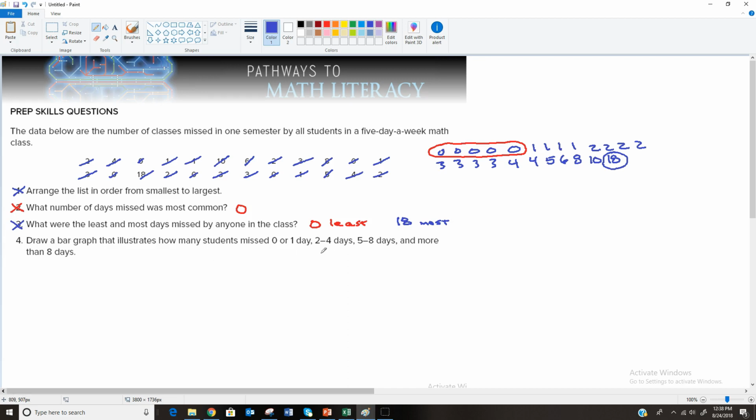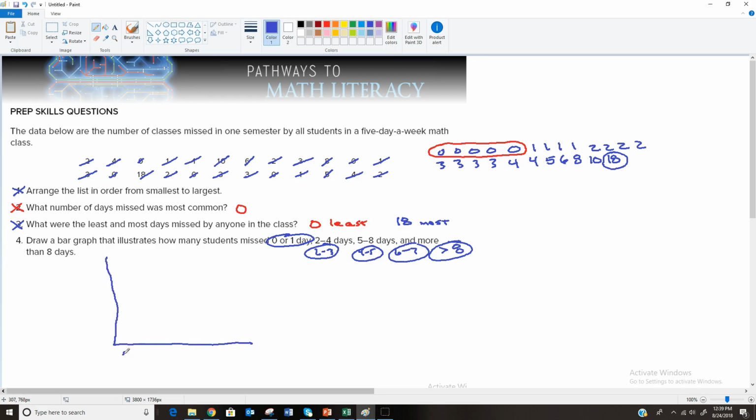Draw a bar graph that illustrates how many students missed 0 or 1, 2 to 4, 5 to 8, and more than 8. Again, I'm going to change this because I do not like the way they did this. I think this should be more consistent. So I'm going to say 0 or 1, 2 to 3, 4 to 5, 6 to 7, and then more than 8. I'm going to add an extra category in here. They had 4 categories, and I'm going to make 5 categories. Again, the reason I'm doing that is I want to keep it consistent. I could have also done 0, 1, 2, 3, 4, 5, 6, 7, 8, 9, and then more than 9 or something like that. But I'll stick with what I originally wrote.